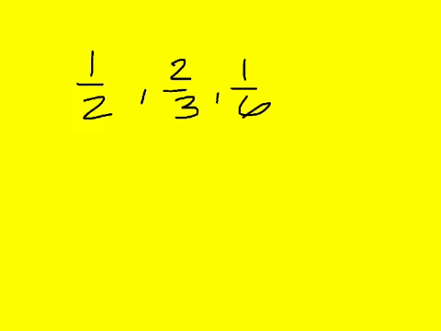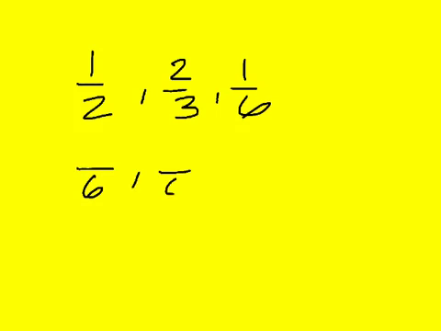Example number 1. 1/2, 2/3, 1/6. If you have 3 fractions, then what you want to do is make them all have the same denominator so you can put them in order from least to greatest. What's the lowest number that each of these denominators will go into?